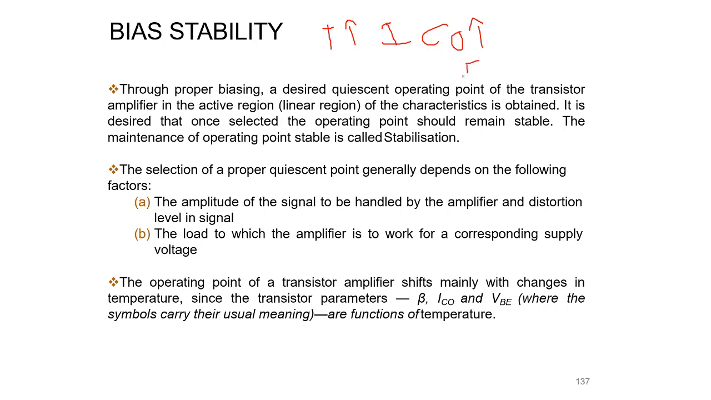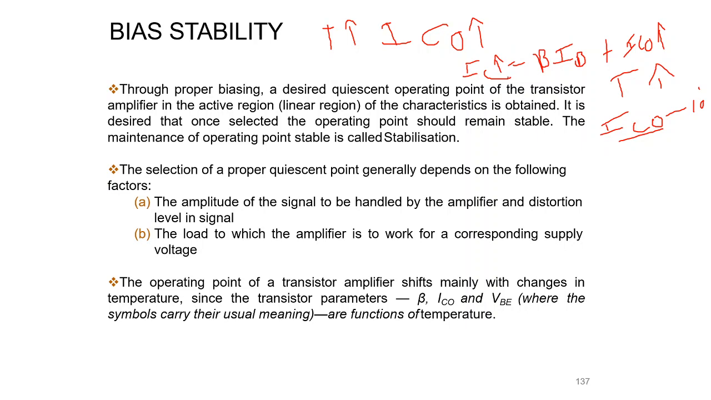So IC equals beta times IB plus ICO. In this case, whenever the temperature increases, what happens? The reverse saturation current ICO doubles for every 10 degree rise of temperature. So whenever ICO increases, indirectly the IC current is also increased.